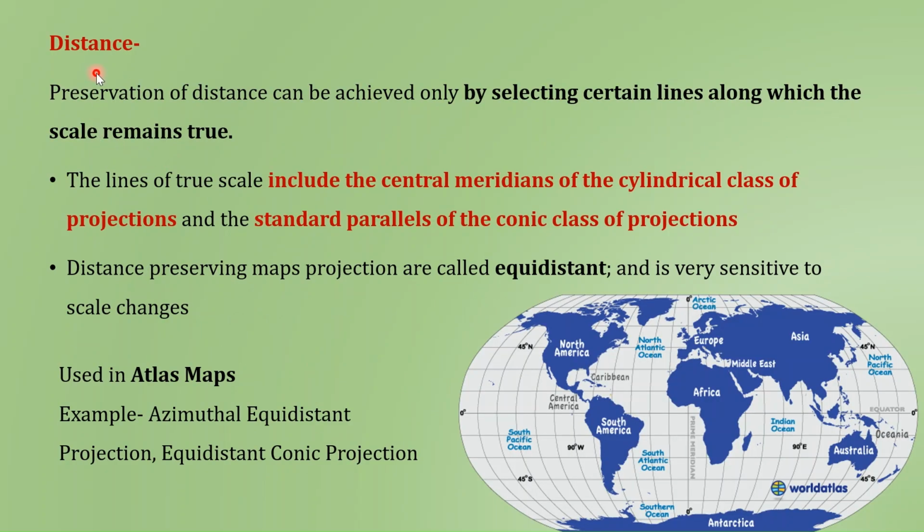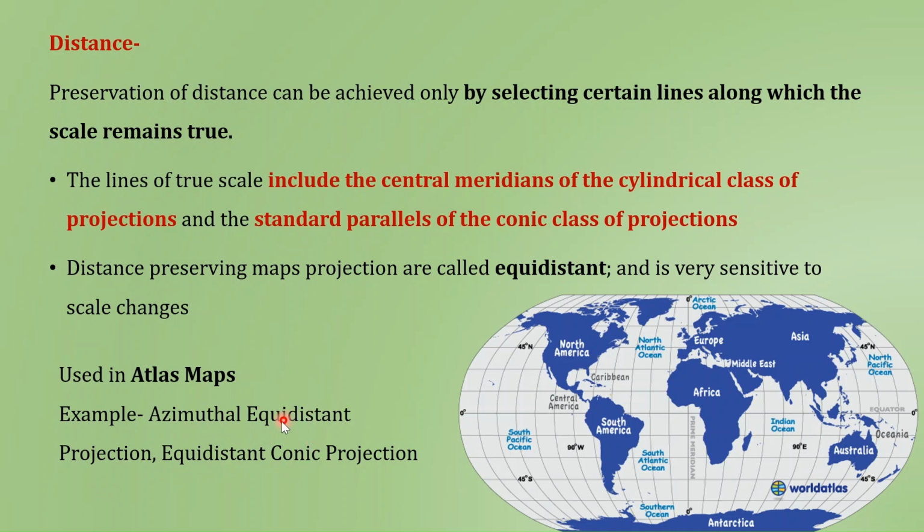The third property is the distance, and the preservation of distance can be achieved only by selecting certain lines along which the scale remains true. The lines of true scale include the central meridians of the cylindrical projections and the standard parallels of the conic projections. Distance preserving map projections are called equidistant, and they are very sensitive to scale changes. These types of projection are used in atlas maps, and here we have the examples: the azimuthal equidistant projection and the equidistant conic projection.